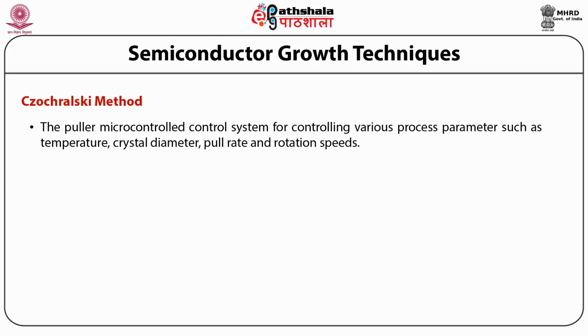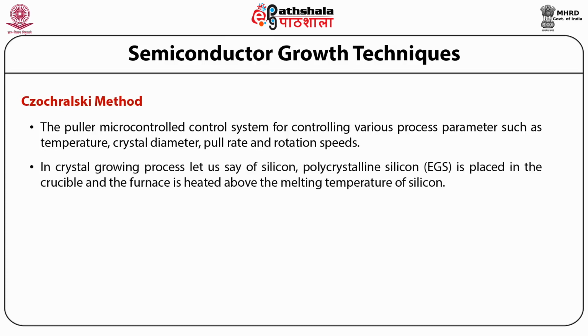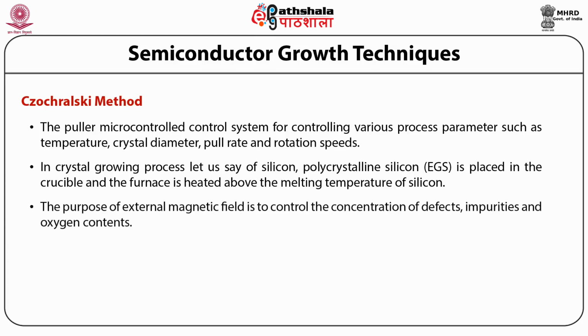rotation speeds. In the crystal growing process, let us say of silicon, polycrystalline silicon is placed in the crucible and the furnace is heated above the melting temperature of silicon. For large diameter silicon ingots, an external field is applied to the basic Czochralski puller. So, the purpose of the external magnetic field is to control the concentration of defects, impurities and oxygen content.